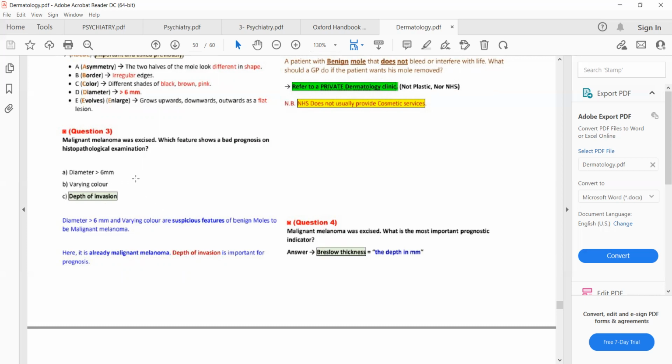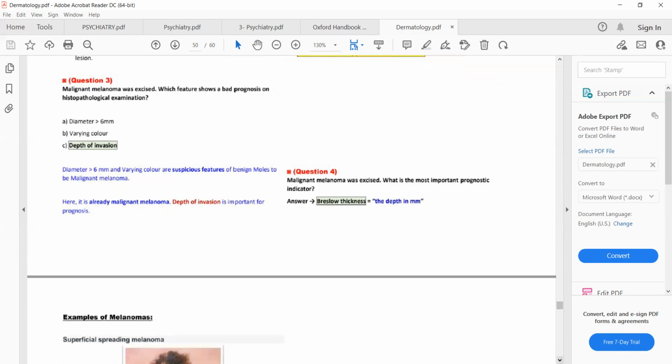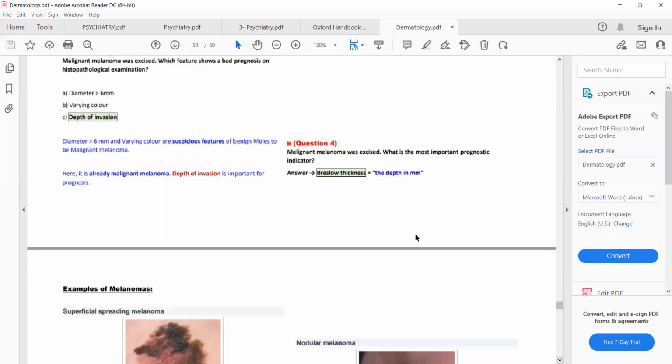Diameter more than 6 mm is a feature to suspect malignant melanoma, and it's not a prognostic factor. Depth of invasion is a poor prognostic factor. So diameter more than 6 mm and varying color are suspicious features, and depth of invasion is an important prognostic factor. So don't forget this point, that the most important prognostic indicator is depth or vertical depth or depth of invasion, which is also known as Breslow thickness.